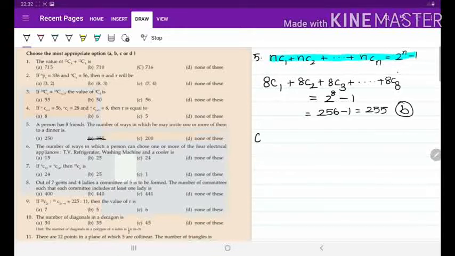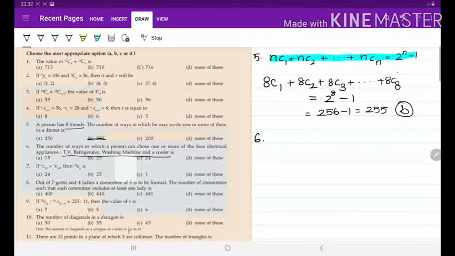Let's discuss question number 6. The number of ways in which a person can choose one or more of 4 electrical appliances: TV, refrigerator, washing machine and a cooler, is. So this is a question similar to the previous problem. Here instead of 8 friends we have 4 appliances.